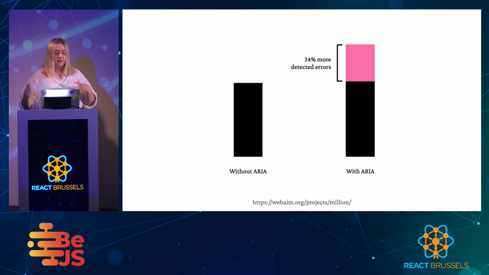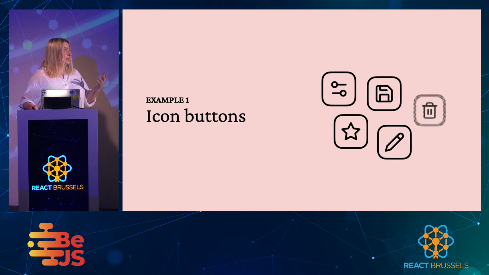So now we've talked a little bit more about how accessibility works on the web. We talked about semantic HTML, the accessibility tree, and ARIA, and we are ready to dive into some of the examples I wanted to cover. And the first is quite simple. Let's talk about icon buttons.